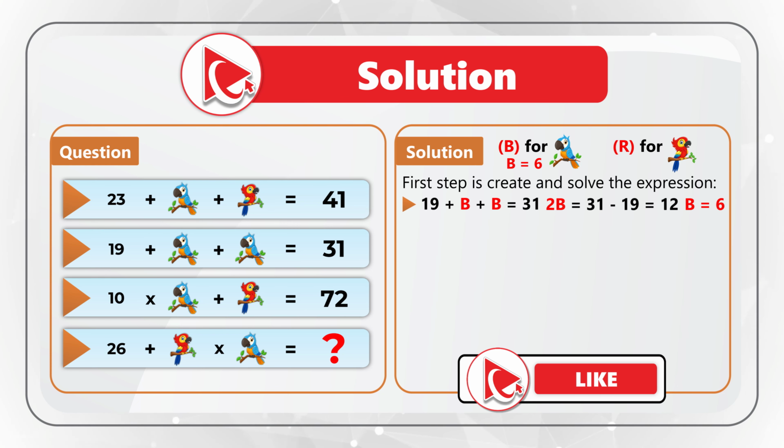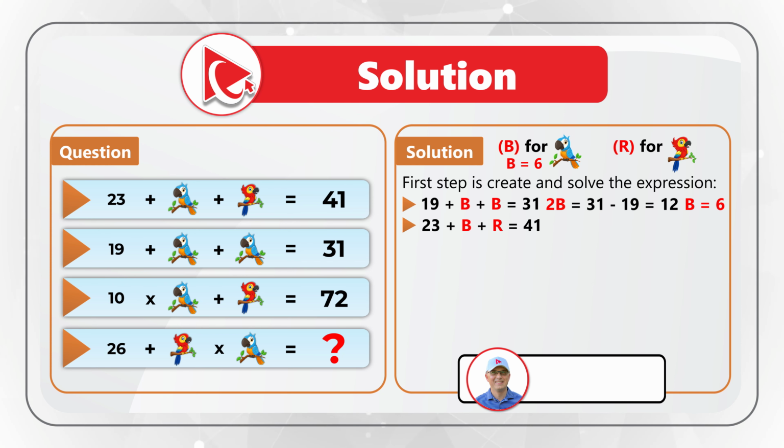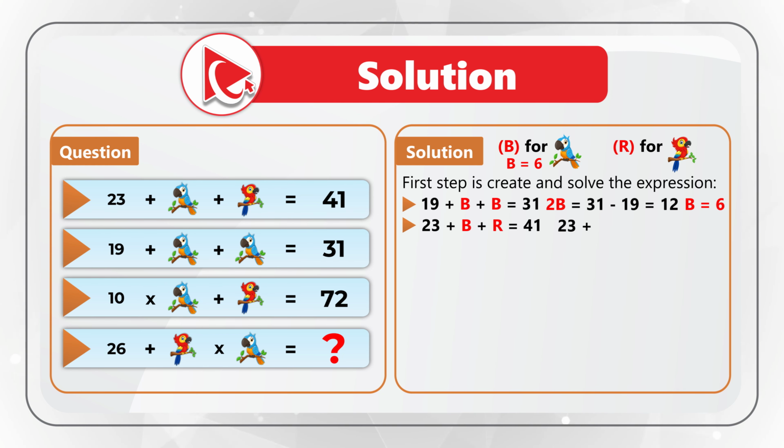Knowing the value for blue parrot, we can solve the first expression. 23 plus B plus R equals 41, which means that 23 plus 6 plus the missing variable R equals 41. After the calculations, R equals 41 minus 29 equals 12. Technically, we don't even need a third expression, because having the first and second expressions allows us to solve both variables. But let's use the third expression to verify that our calculations are correct.